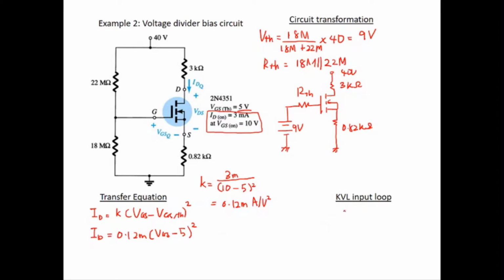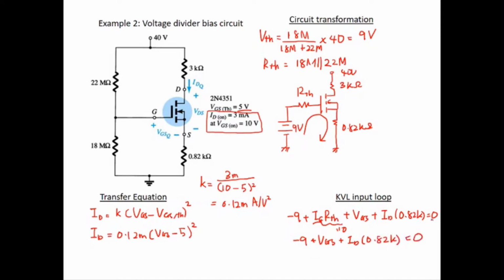And then the next step is you need to do KVL at the input loop. So this is your KVL. The KVL is minus 9 plus, here at the RTH, the current is IG. IG is 0, but anyway I will write it down: IG RTH. And then plus VGS, between the terminals there will be a voltage drop VGS. And then plus the voltage drop at 0.82K, where the current is ID. So this is ID times 0.82K, equal to 0. So lastly you get minus 9 plus VGS plus ID times 0.82K equal to 0.